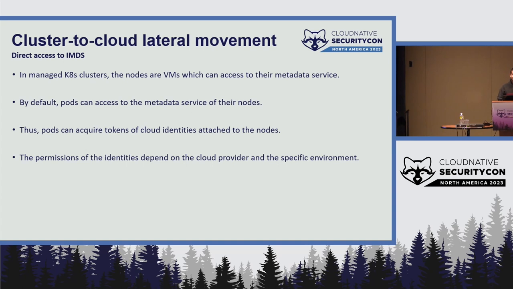In managed clusters, Kubernetes nodes are VMs in the cloud, right? So as such, they have access to the metadata service like any other VM. So by default, pods can also access their node's metadata service. That means that a pod can acquire tokens of the identities assigned to the node they are running on. And of course, the permissions of these tokens will depend on the cloud provider and the specific configuration of the environment, which we'll now see how it looks like in Azure, AWS, and GCP.